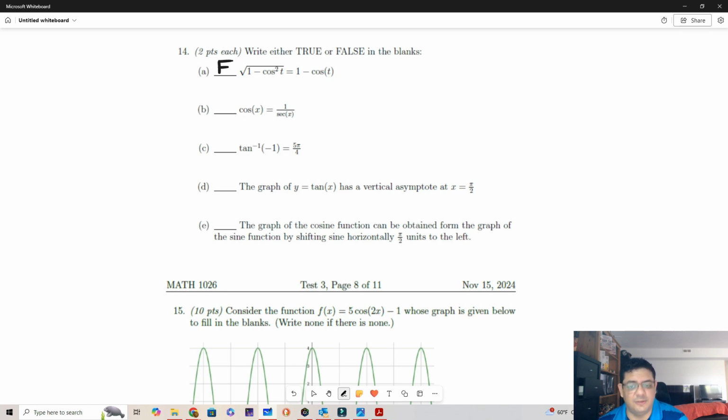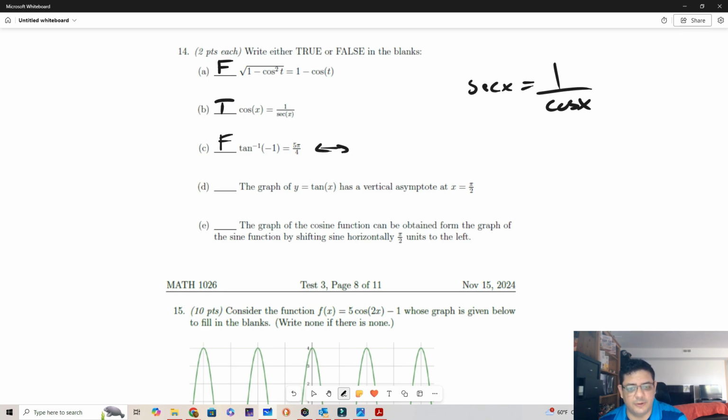Cosine of x is 1 over secant of x, because secant of x is actually defined as 1 over cosine, so you can flip the position of secant with cosine, and this is true. Now tangent inverse of 5 pi over 4 is not going to be this, so this is false.